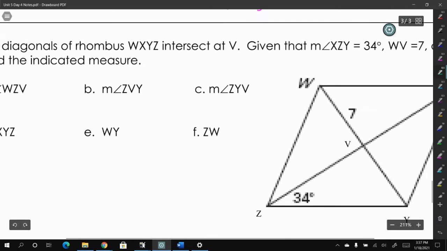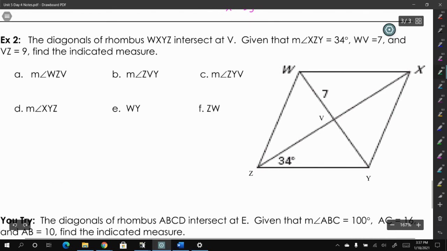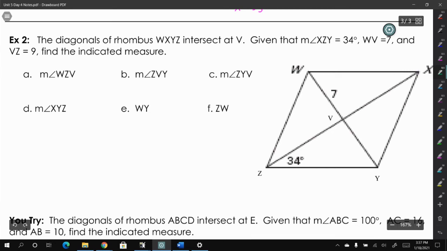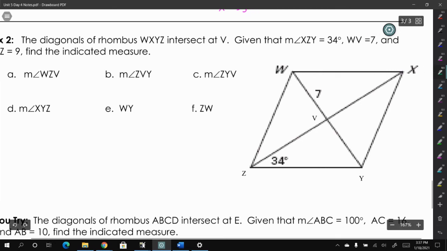Let's look at example number 2. So we have a lot to find. So what we'll want to do is label what's given. We have 34 degrees right here. We have WV is 7, and VZ is 9. So VZ is 9. All right, so the measure of angle WZV.